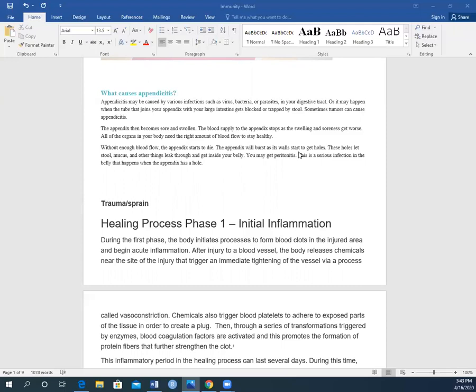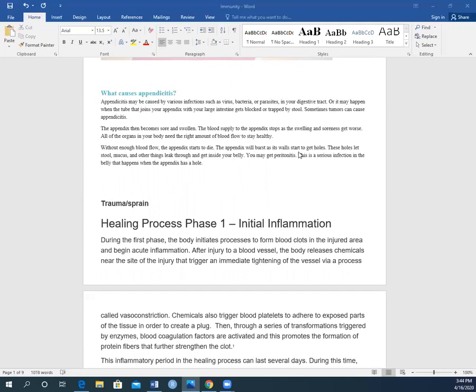Then the appendix can burst, and then your fecal matter, your waste product, can be released into your peritoneum in the abdominal pelvic cavity. And this can cause serious infection and can cause death. The thing with appendicitis is the appendix can swell and burst sometimes within 2 to 3 days. So you have to be very, very careful with the inflammation of the appendix, because the last thing you want is that fecal matter getting out into your peritoneum.